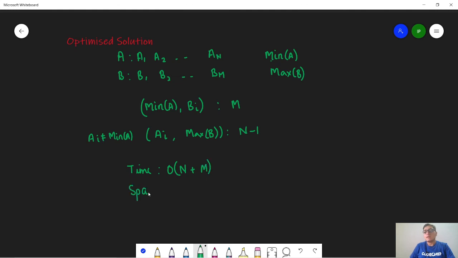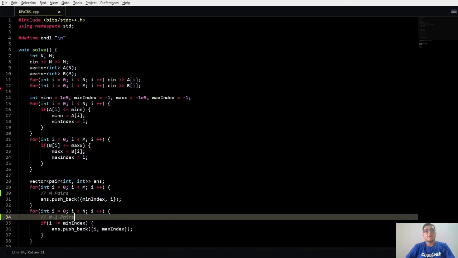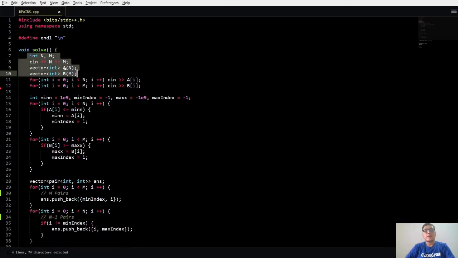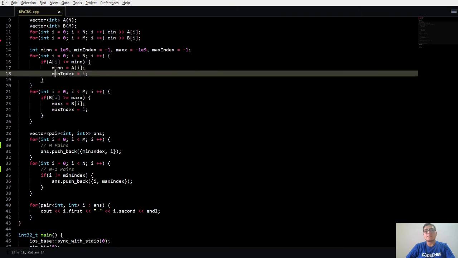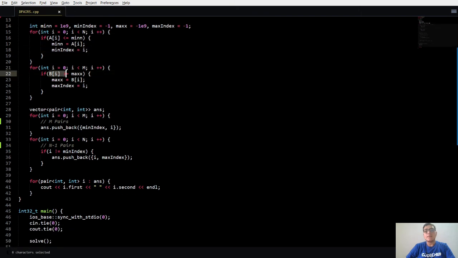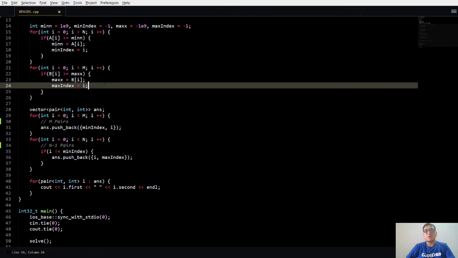The space complexity is still order of n plus m because we need to store the arrays A and B to calculate our answer. Now let us look at the code. First of all, I have processed the input into the variables A and B. These are vectors. Then I use variables min, min index, max and max index to calculate the minimum and the maximum index from arrays A and B respectively. I iterate over the array A and get the minimum index. Then I iterate over the array B to get the maximum index.